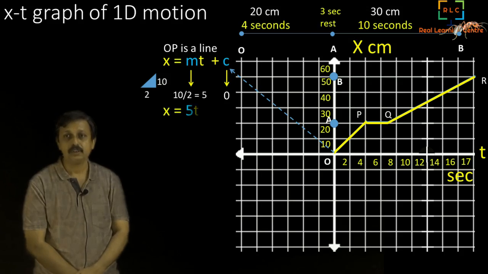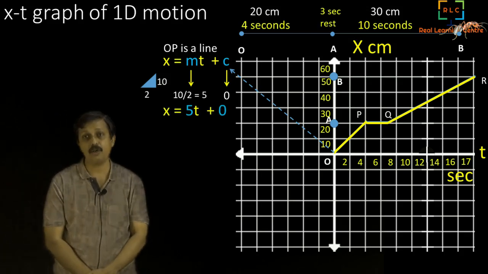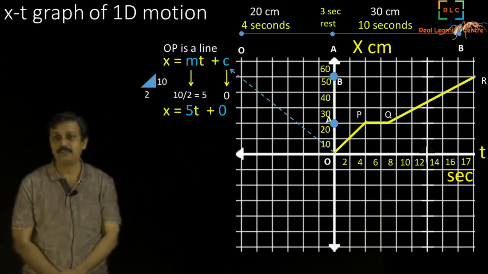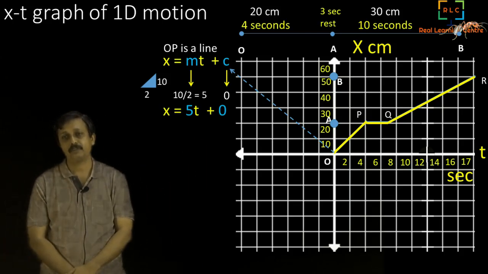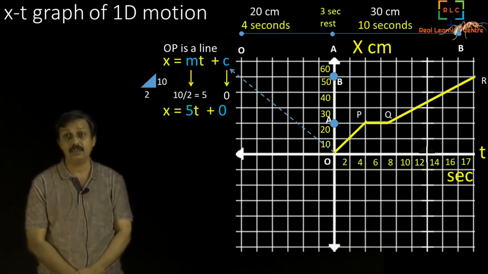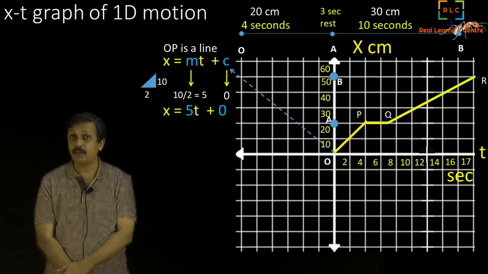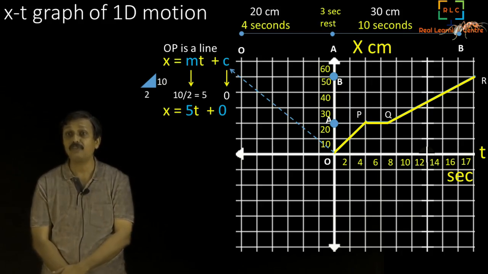So we can write the equation now as x is equal to 5t plus c. We replace m and c with 5 and 0. So 5t plus 0 is the equation of the first part of the line, OP. Now, what is the use of writing such an equation?